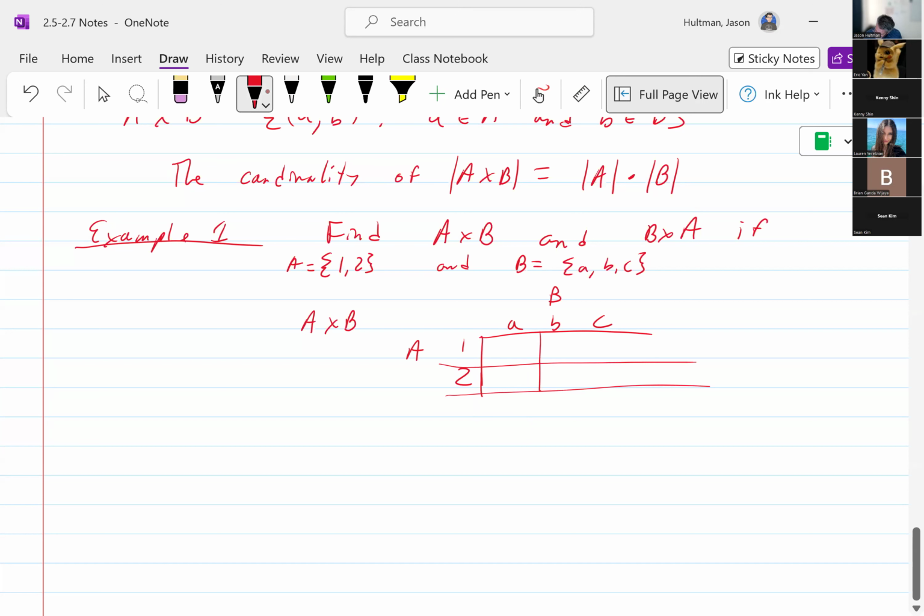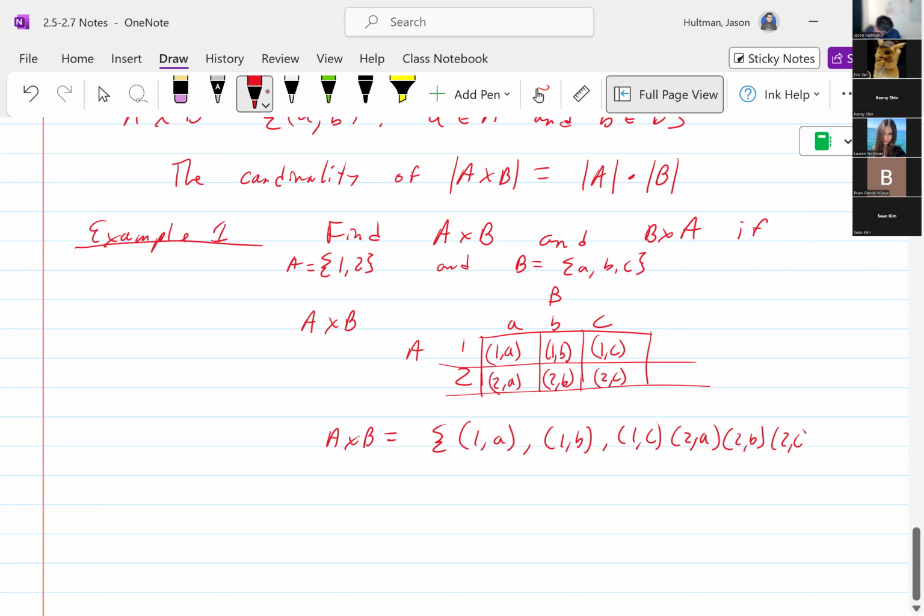The ordered pairs here are going to be 1a, 2a, 1b, 2b, 1c, 2c. We say A cross B is the set of ordered pairs 1a, or sorry, 1b, so it's in order, 1b, 1c, 2a, 2b, 2c. Notice that the cardinality of A is 2, the cardinality of B is 3, and the cardinality of A cross B is 6, or 2 times 3.